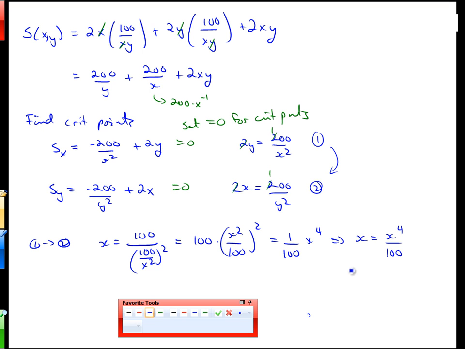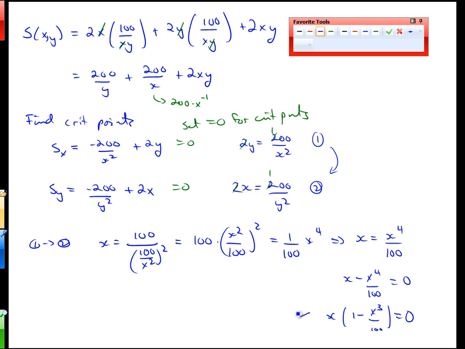Let's do that over here. X minus X to the 4 over 100 equals 0. That's handy because it makes it possible to factor X, giving X times 1 minus X cubed over 100 equals 0. And we keep solving. This tells us that either X equals 0 or 1 minus X cubed over 100 equals 0.